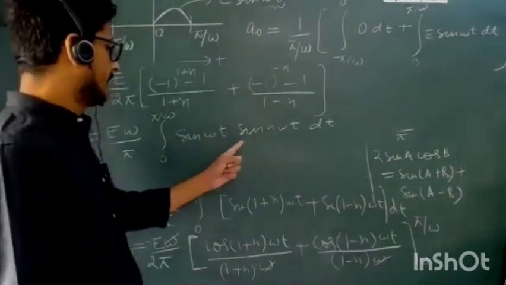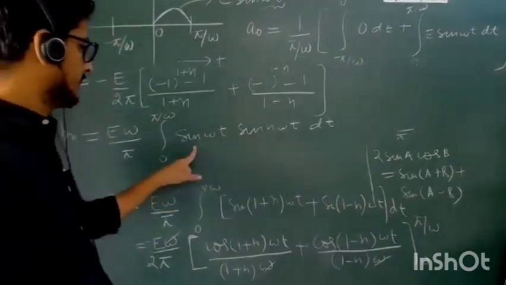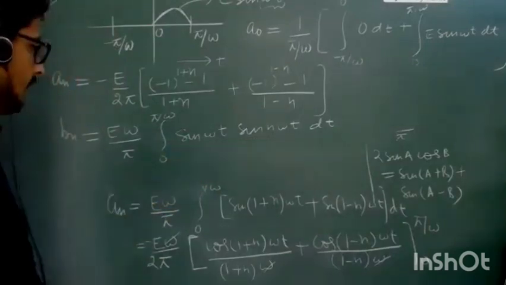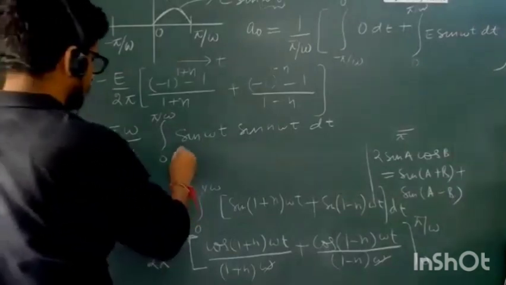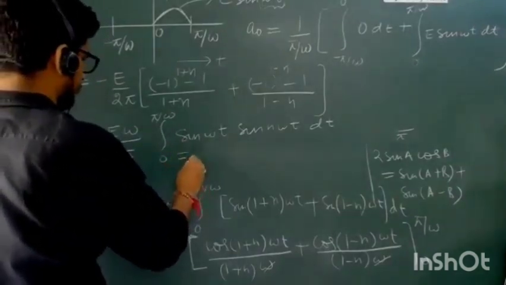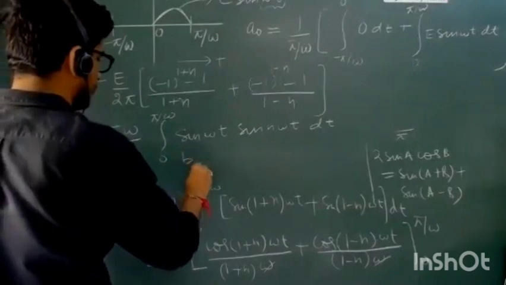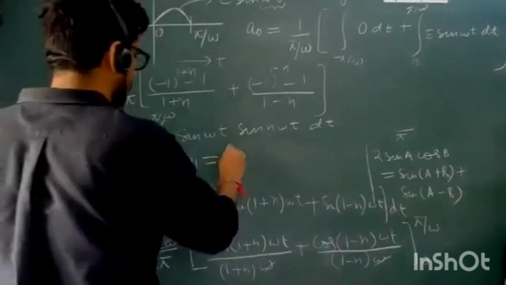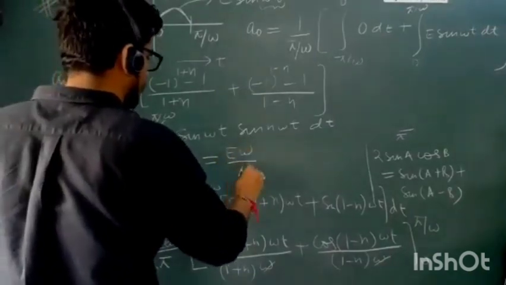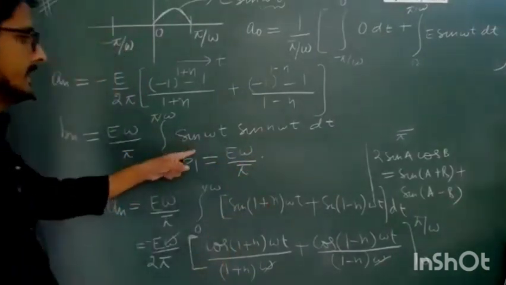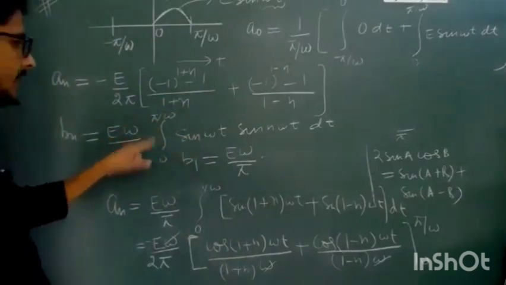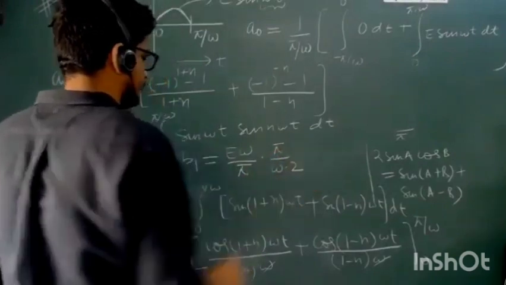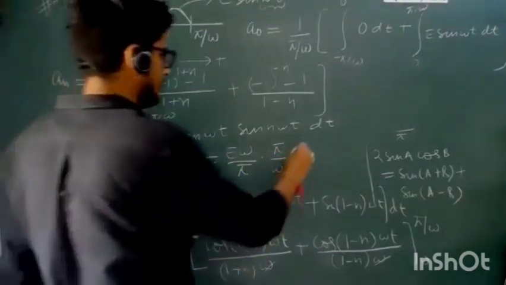So for n equal to 1, they will become the same, and all other values will not exist. So b1 will become E omega by pi into sine square, so that will be upper limit by 2. So this will be E by 2.